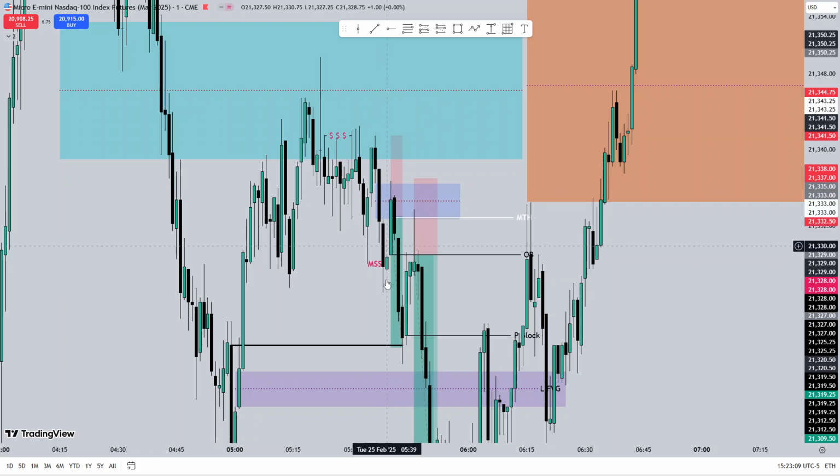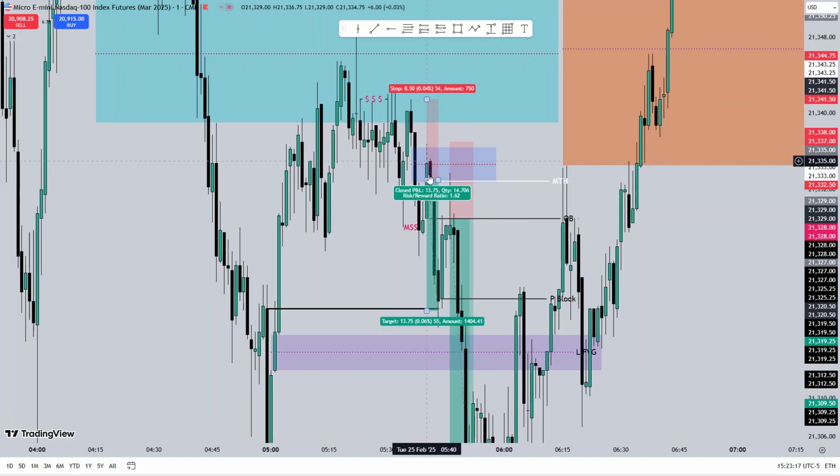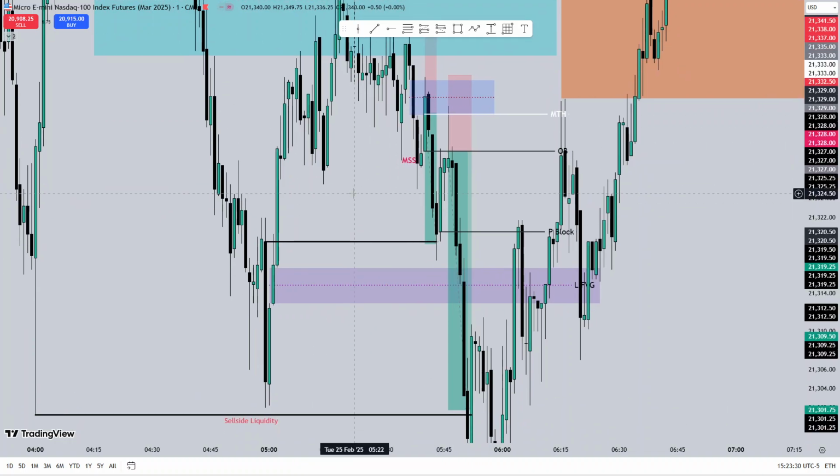There is the fair value gap by the two candles. This was a quick reaction, immediate reaction. Okay, I took my entry from here, my stop loss was above this high. Then I took this entry and I put my first partial to this order block.